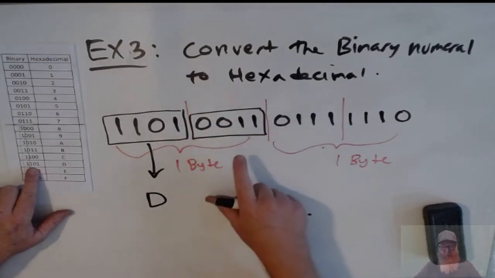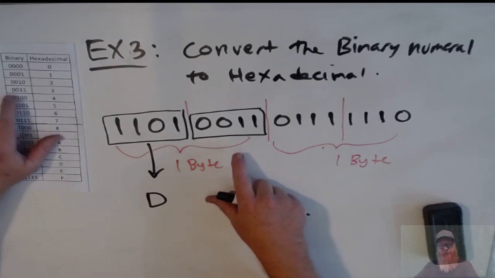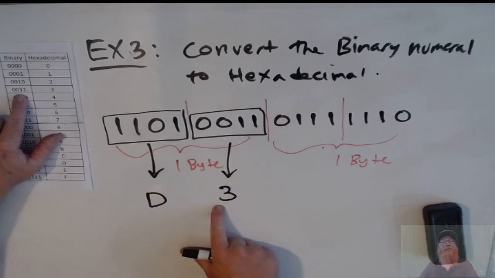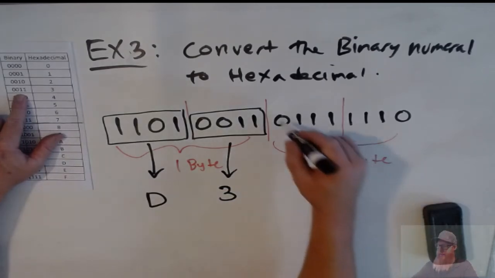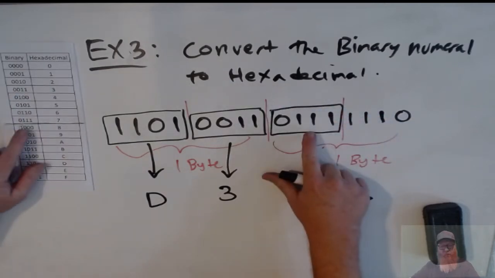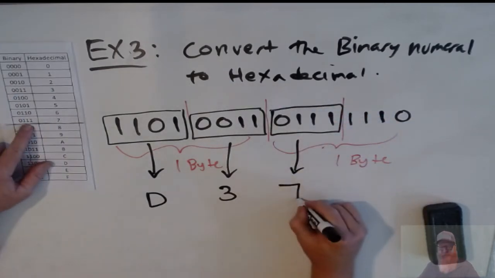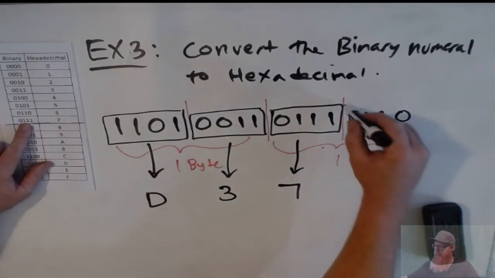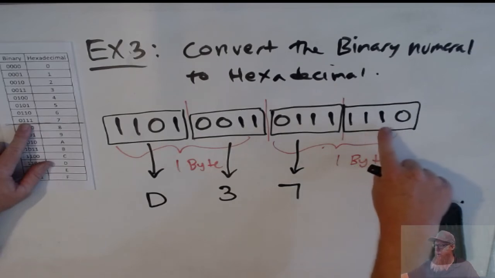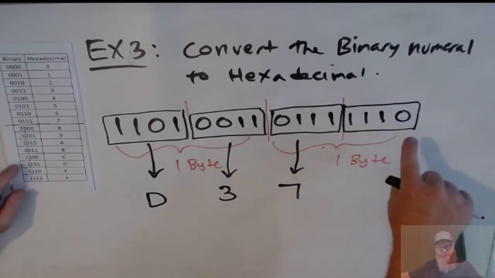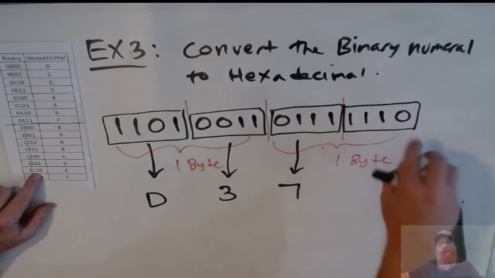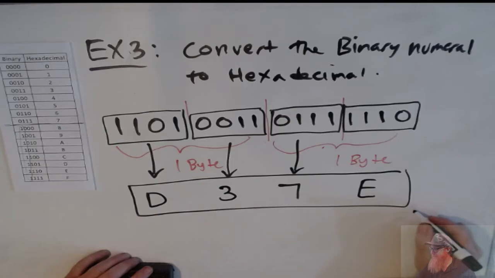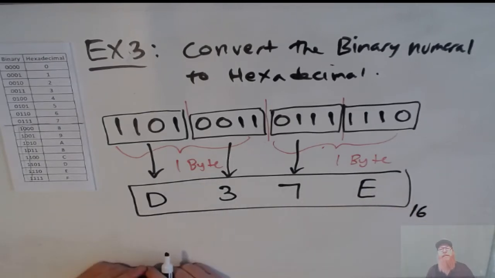0, 0, 1, 1. Up here, 0, 0, 1, 1, that's 3. 0, 1, 1, 1, that's 7. And then 1, 1, 1, 0. 1, 1, 1, 0 is E. And so this is our hexadecimal or base 16 number.